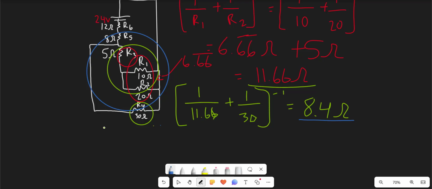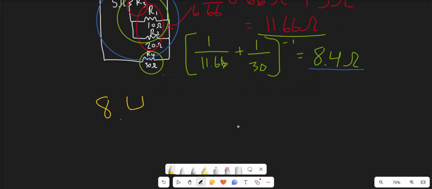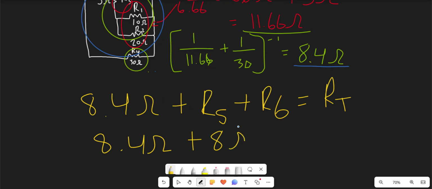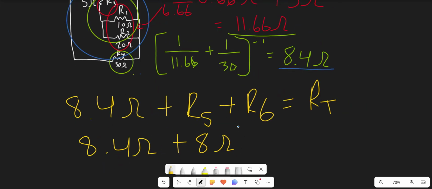And now that we have the 8.4 ohm encompassing all 4 of these resistors, you'll notice that if we replace all these resistors and put the 8.4 ohm in, then the 8.4 ohm resistor will be in series with R5 and R6. So we just simply add these two values to 8.4. So it's going to be 8.4 ohms plus R5 plus R6, which will give us our total resistance, which will be R2 in this case. So if we just plug in what we have, it's going to be 8.4 ohms plus 8 ohms for the R5 resistor, and then 12 ohms for R6, which is simply going to be 28.4 ohms.